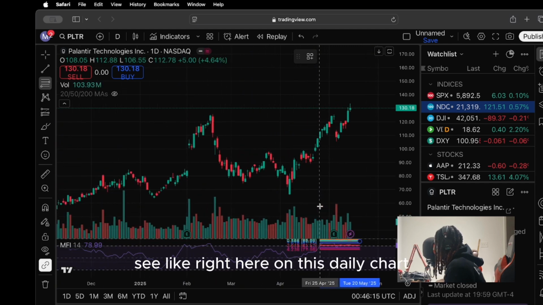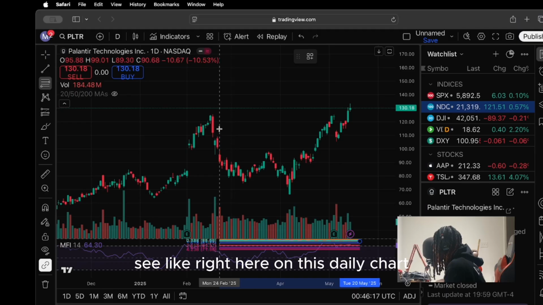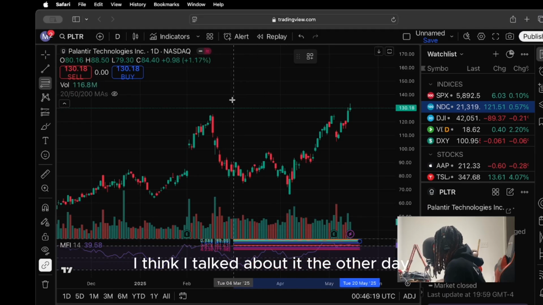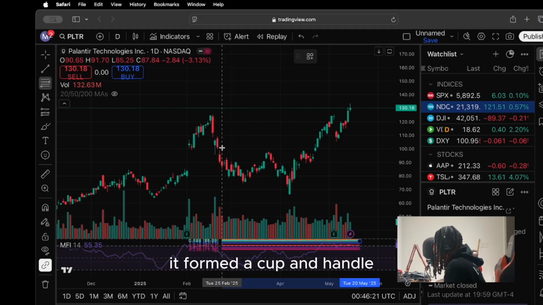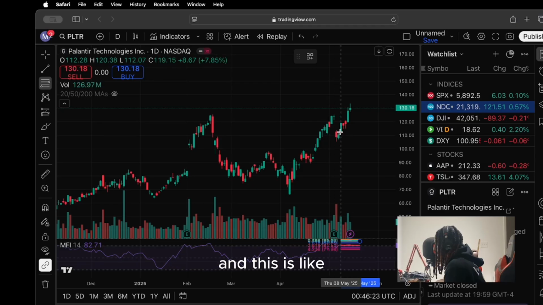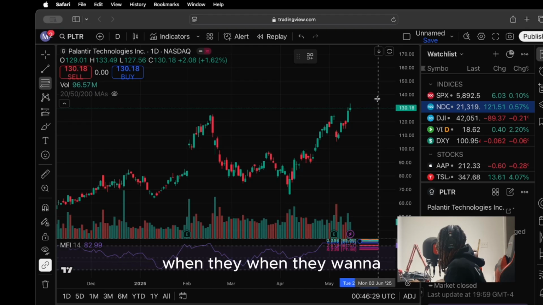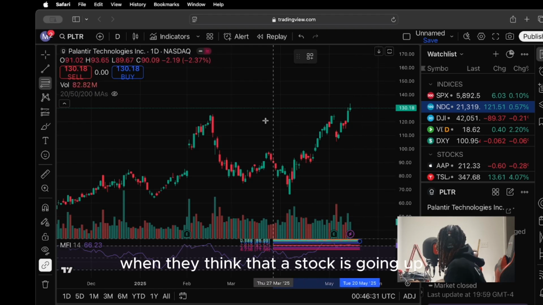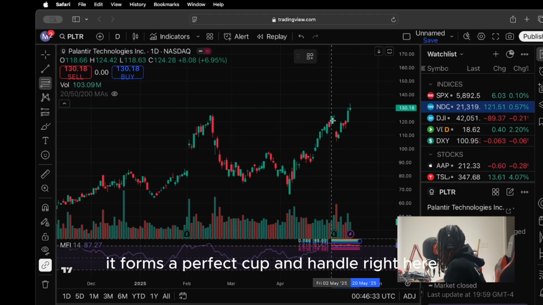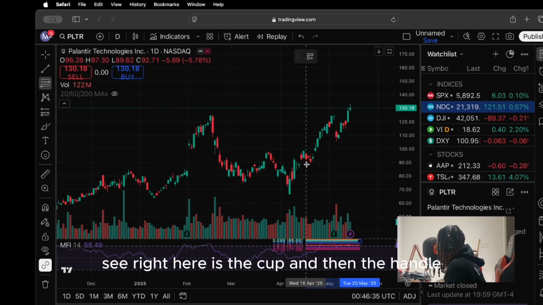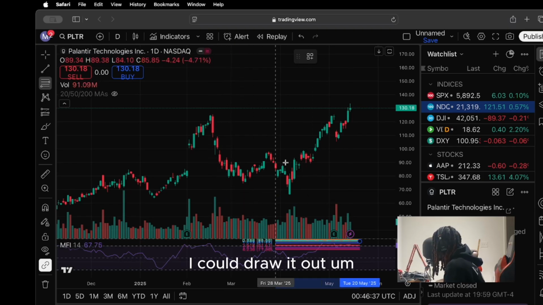See, like right here on this daily chart, I think I talked about it the other day. It formed a cup and handle, and this is the ideal position that bulls want to be in when they think that a stock is going up. It forms a perfect cup and handle right here. See, right here is the cup, and then the handle. I could draw it out.